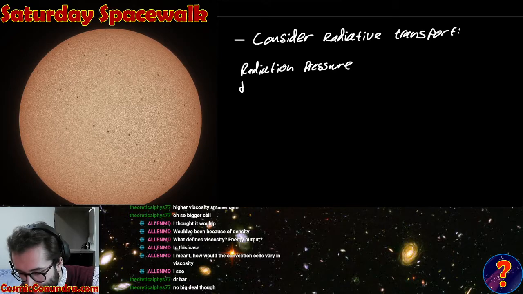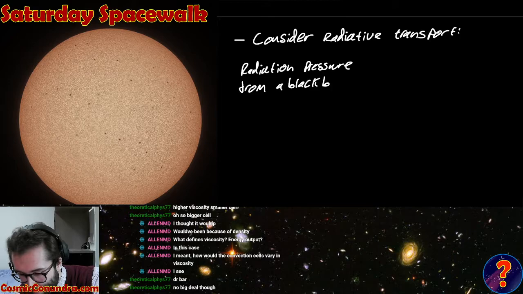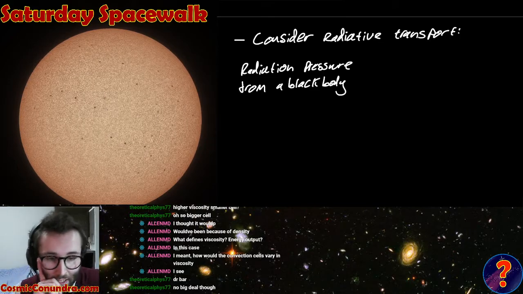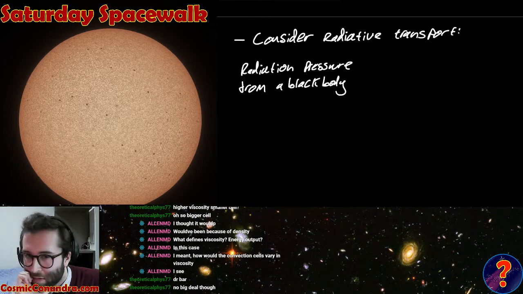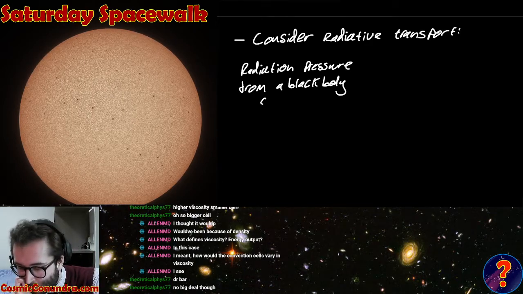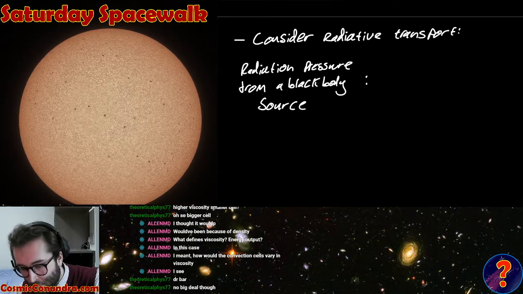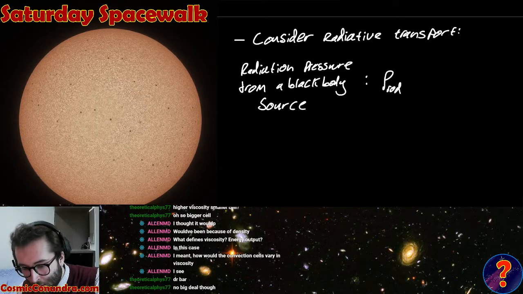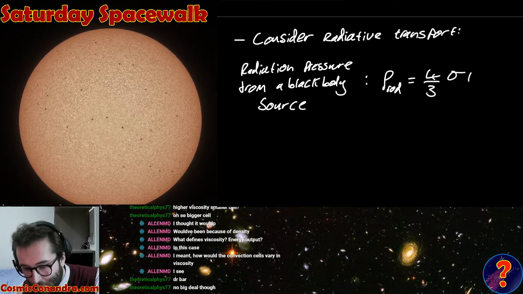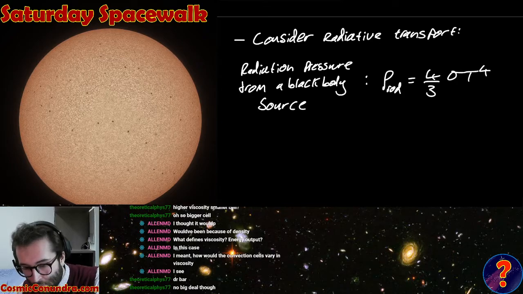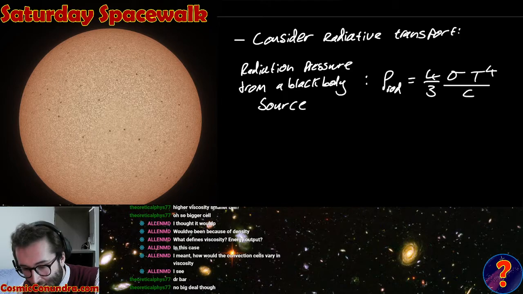So the radiation pressure from a black body source, and the sun behaves pretty much as a black body to a good degree of accuracy. The Sun is a fairly good black body. So from a spherical black body source, the radiation pressure is given by this.